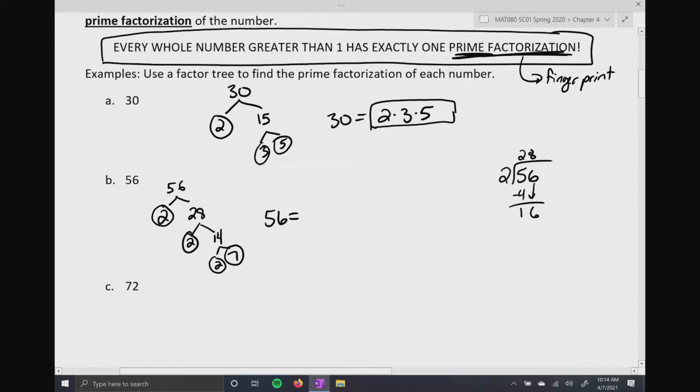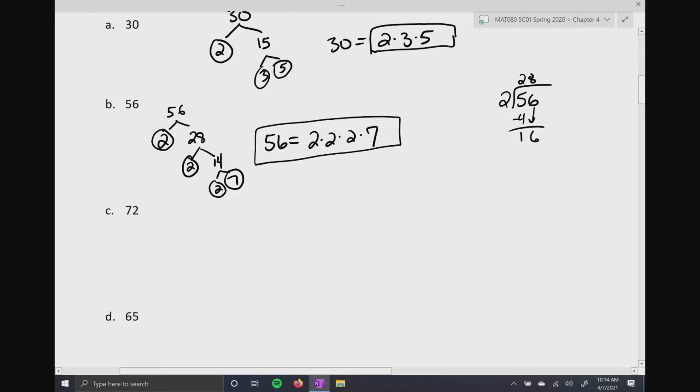So 56 is going to equal. Now, personally, I like to just write this out. So I will write out the multiplication of all the circled numbers, all my primes. 2 times 2 times 2 times 7. Okay? Are there any questions there? All right. Go ahead and try to do 72 for me then. Find the prime factorization of 72.